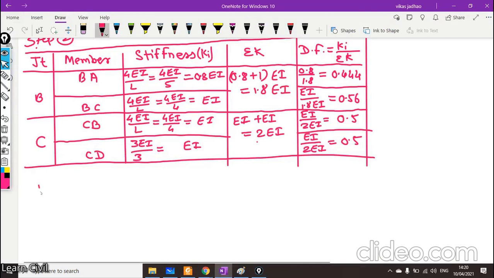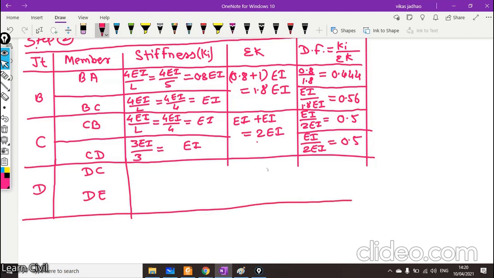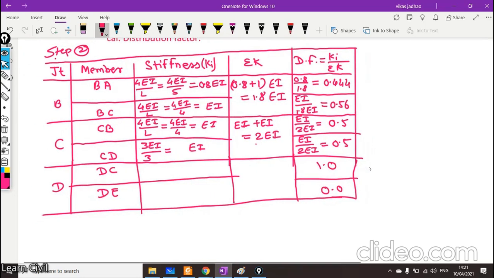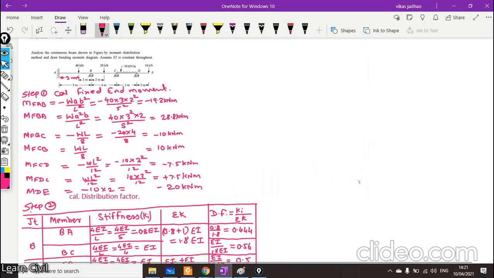At joint D we'll have DC and DE. The distribution factor for DC will be 1.0, and for DE it will be 0.0. So this is how the distribution factors are calculated.